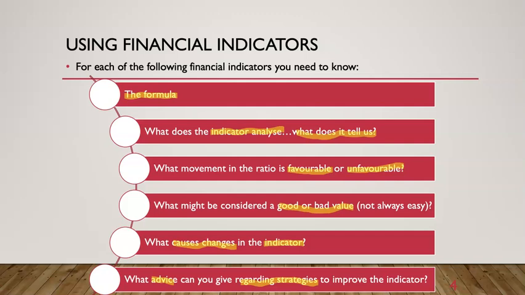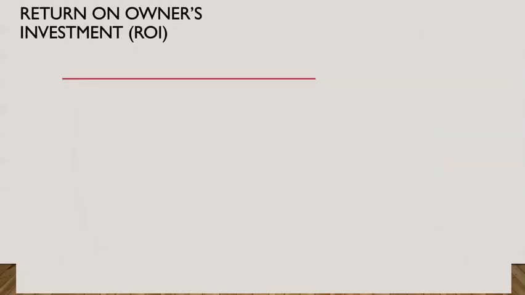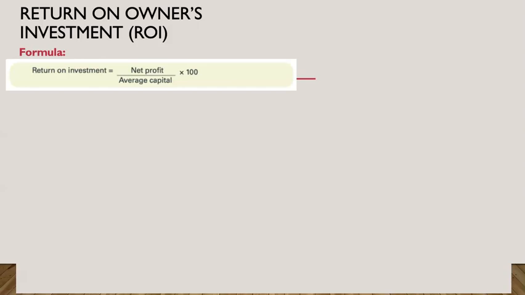So we're going to go through each of those concepts, each of these things we need to tick off for the 5 indicators to do with profitability. And the first one we come to is return on owner's investment. The formula for this indicator is net profit divided by average capital times 100. And we don't need to know too much about that. We never have to calculate it, but we do know the 2 inputs are net profit and average capital. So anything that impacts those is going to impact our return on investment.